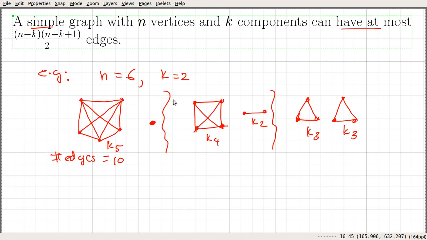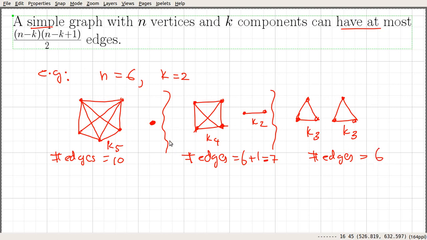Similarly, if you split this vertex set into 4 and 2, each component must be a complete one. That is the maximum number of edges that we can have, right? If you count the number of edges here, it will be 4 into 3 over 2, which is 6, and 6 plus 1 is 7. And if you partition something like 3 and 3, we have two K3s here, and the total number of edges is 3 plus 3, which is 6.